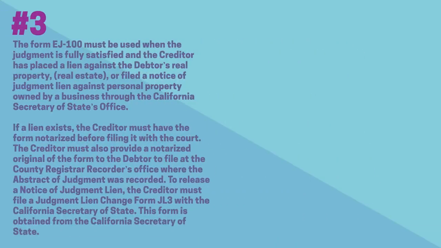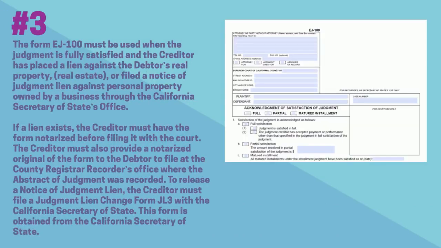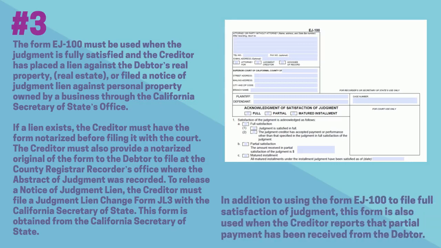The Form EJ-100 must be used when the judgment is fully satisfied and the creditor has placed a lien against the debtor's real property, real estate, or filed a notice of judgment lien against personal property owned by a business through the California Secretary of State's office. If a lien exists, the creditor must have the form notarized before filing it with the court. The creditor must also provide a notarized original of the form to the debtor to file at the county registrar recorder's office, where the abstract of judgment was recorded.